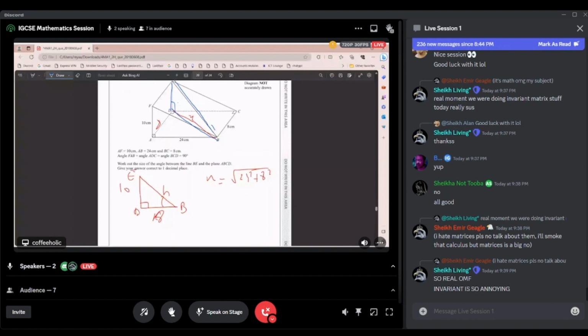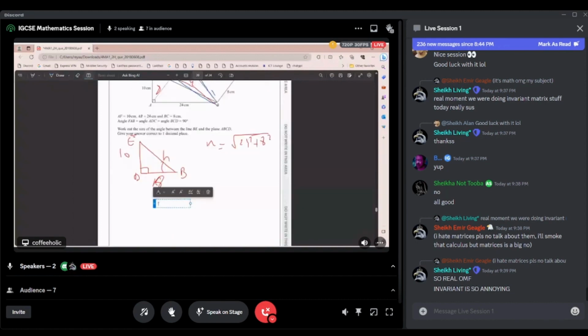Can you just use text because it's easier? So tan x equals 10 over the square root of 24 squared plus 8 squared. Yeah, and then you do tan inverse, which would give you 21.6 degrees approximately. If you put that in your calculator, that would give you 21.621 degrees.